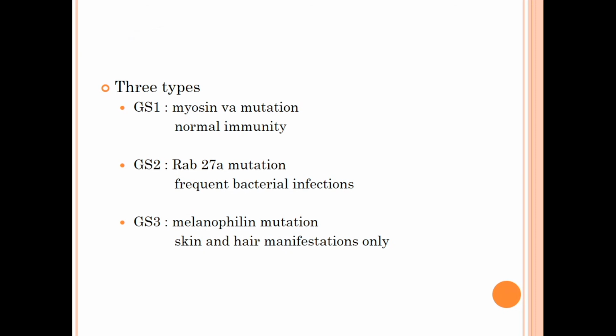So there are three types as I mentioned before. The type 1 is due to myosin 5A mutation. So they will have the classic skin features, but normal immunity, and can have bleeding manifestation. The type 2 is RAB27A mutation, so they are prone to bacterial infections. Type 3 is due to melanophilin mutation. They have only the skin and hair manifestations.